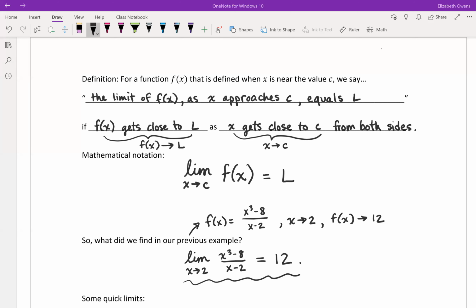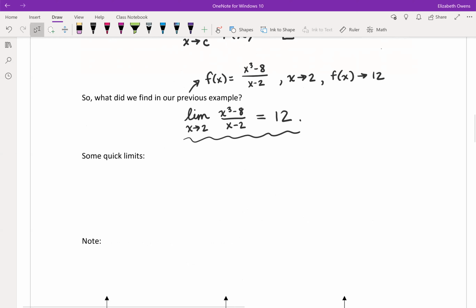All right, we're back, still in section 2.2. We had just gotten the definition of a limit and some mathematical notation for that. Now that we know the definition and notation, we can look at some quick limits with some really basic little graphs.